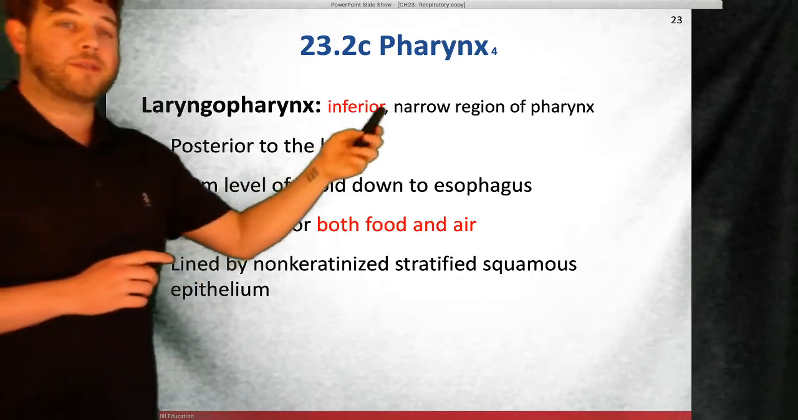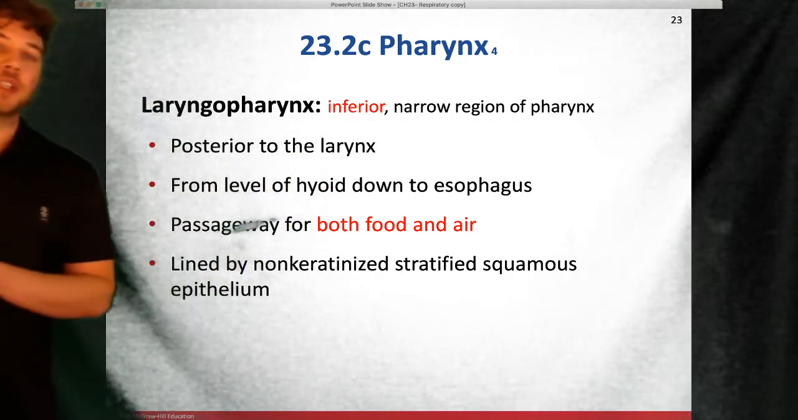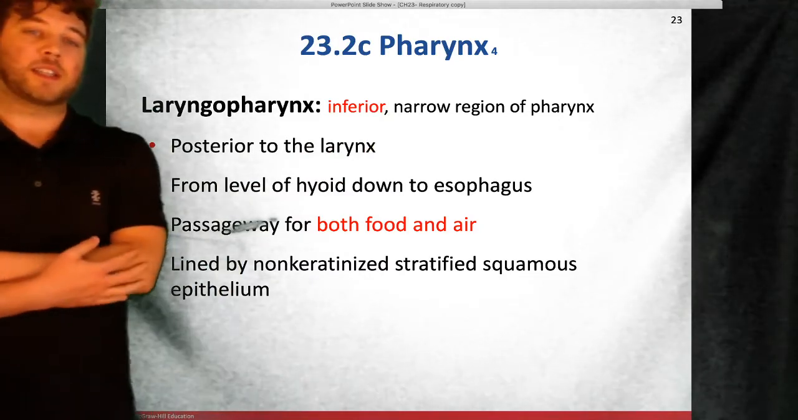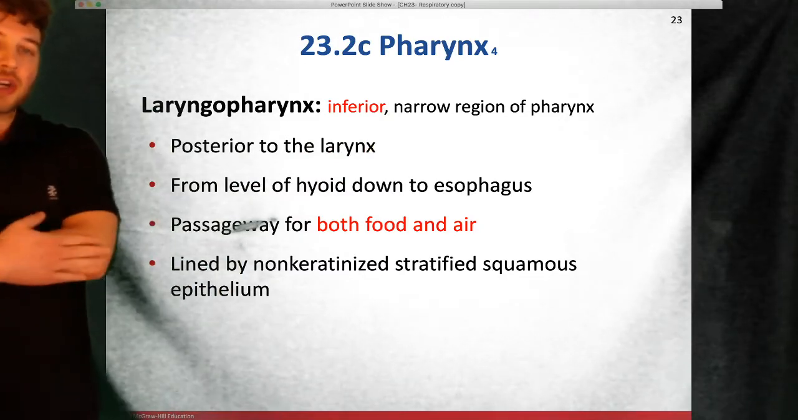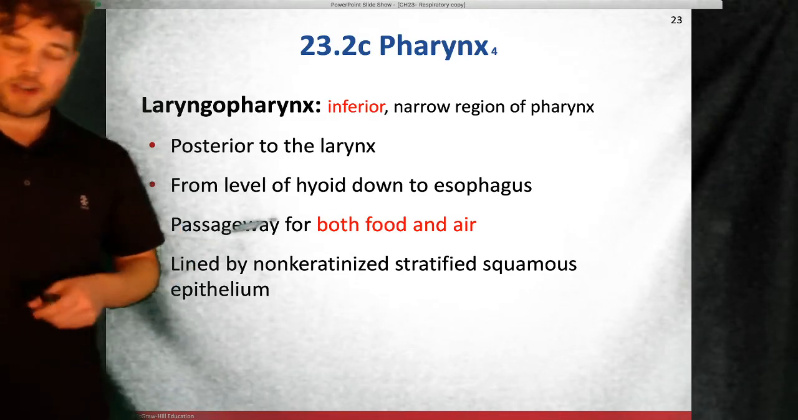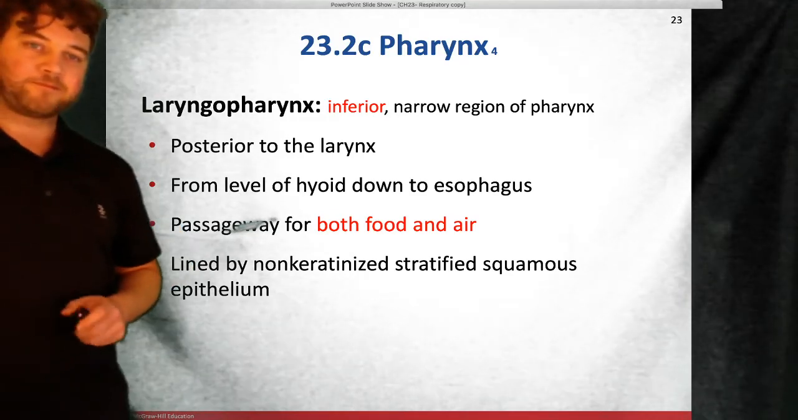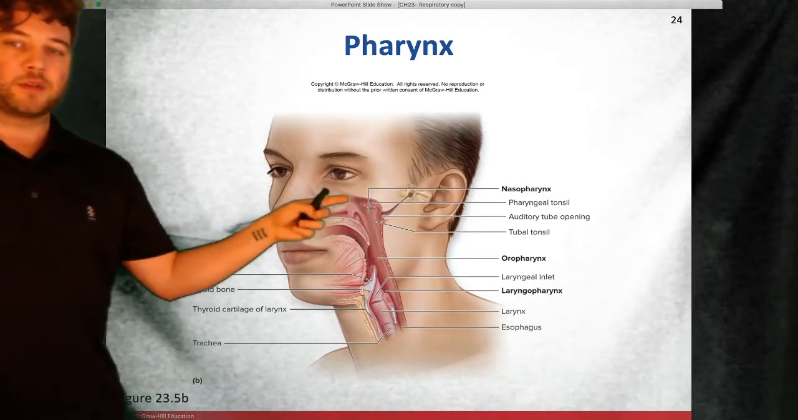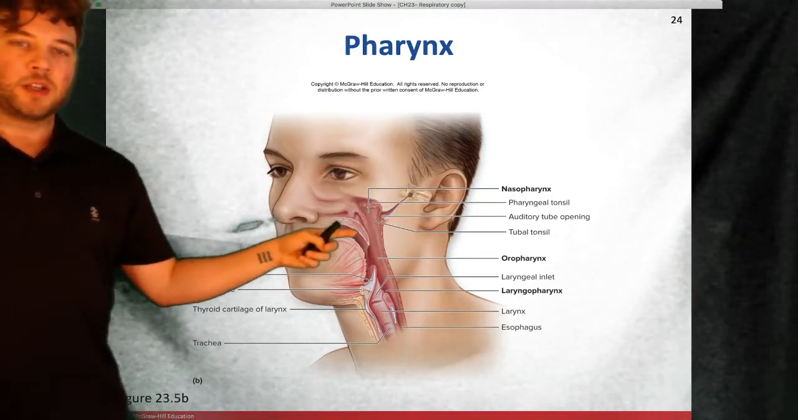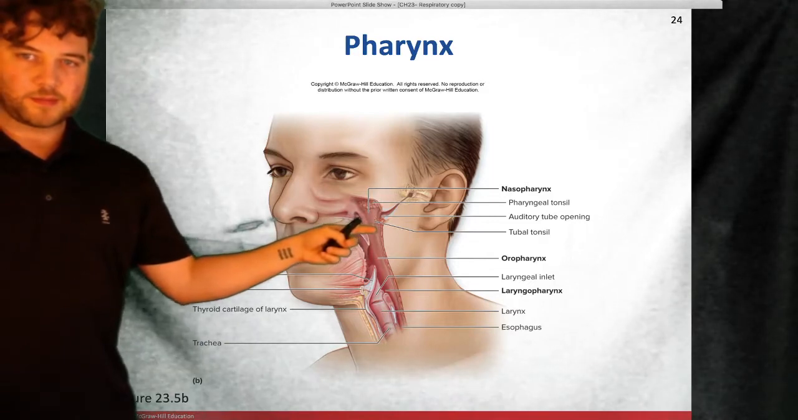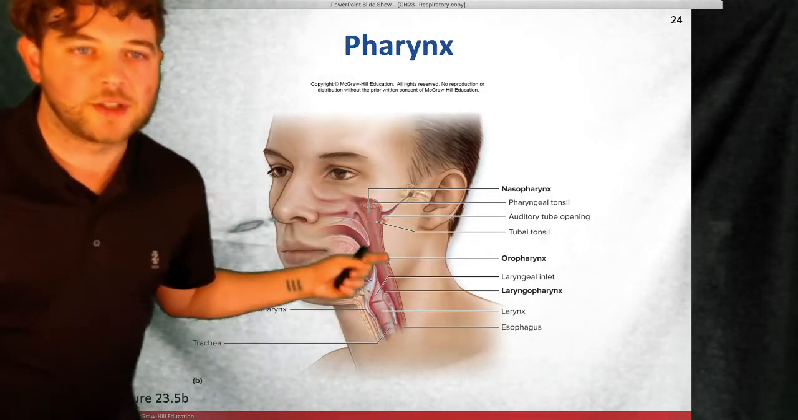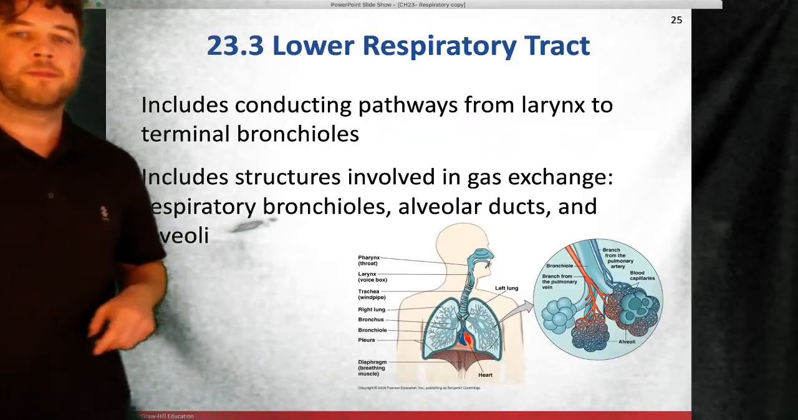Moving even further, you have the laryngopharynx, the most inferior region. It's posterior to the larynx, from the level of the hyoid down to the esophagus, for food and air. And again, non-keratinized stratified squamous epithelium. There you go. You have your pharyngeal tonsils. Oh no, they didn't list any other ones. Okay, so you just have your pharyngeal tonsils on here.